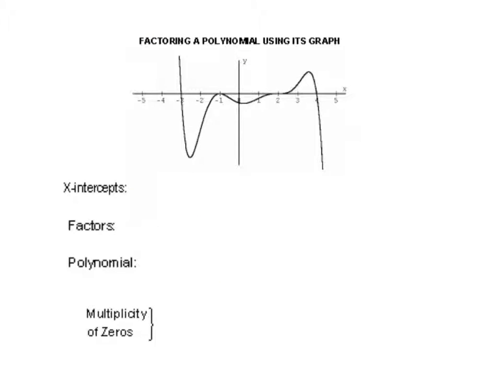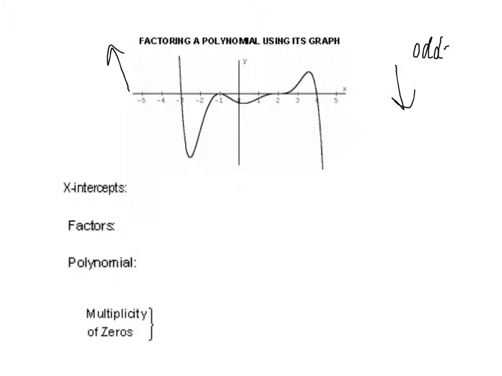Here is a graph, a polynomial graph. You'll notice that in its end behavior, on the left it is going up, on the right it is going down. So this is going to be an odd degree.